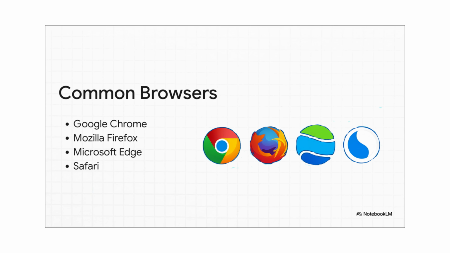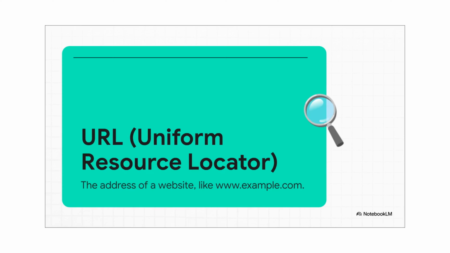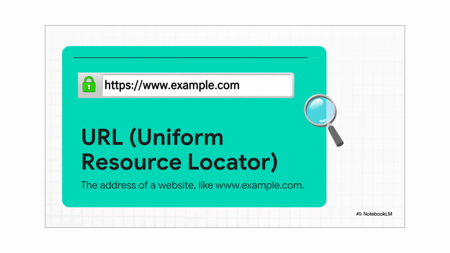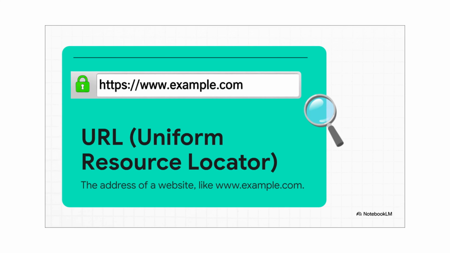I bet you've seen these logos before. These are the big ones: Google Chrome, Mozilla Firefox, Microsoft Edge, and Safari. You know, they all do the same basic job. They get you online. So don't stress about which one is perfect. Chances are you already have one of these on your device right now. And here's a cool thing. Just like every house has its own unique street address, every single website has one too. It's called a URL. It's that specific address you type into the long bar at the top of your browser to tell it exactly where you want to go.